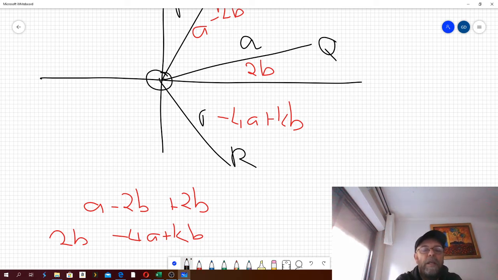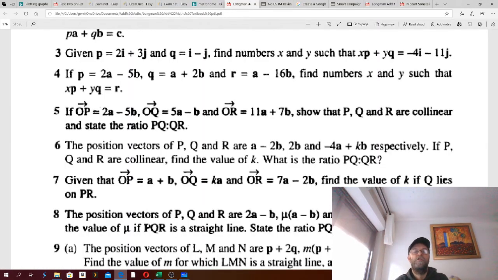Let's have a look here quickly. Let's go back. Okay, so position vectors PQ and QR are given by that. Okay, now if P, Q, and R are all collinear, they all sit on the same line, they must be scalar multiples of each other. Okay, and then they also want to know what is the ratio of PQ to QR. Okay, so we'll have to work out the PQ and QR vectors.